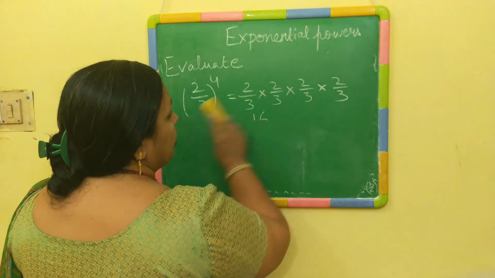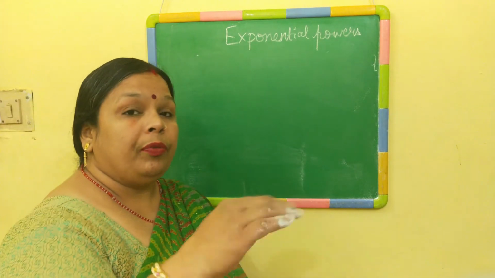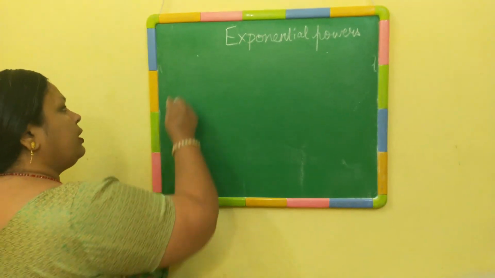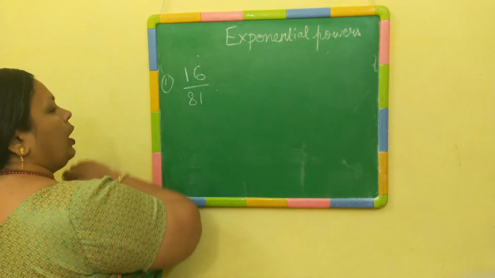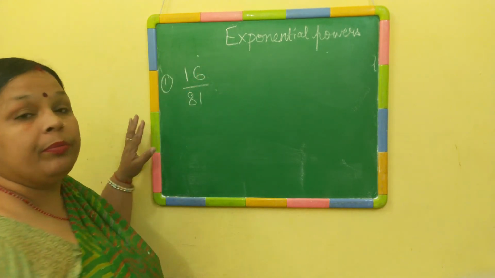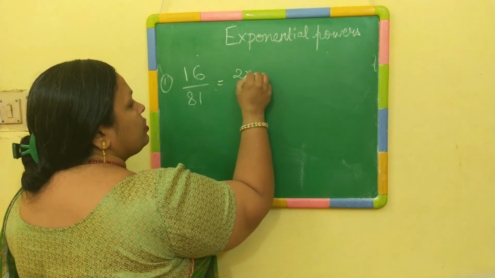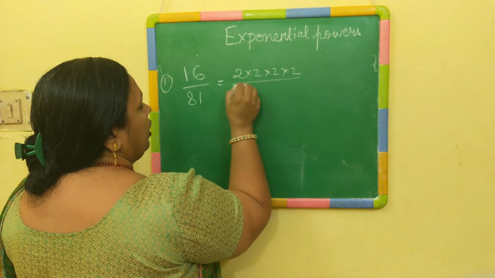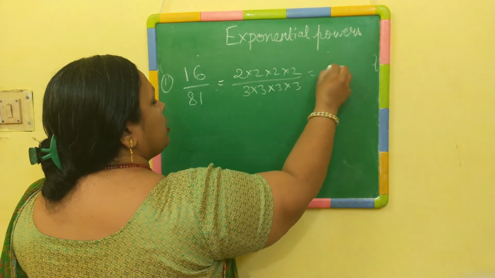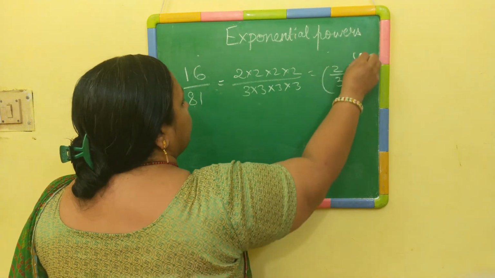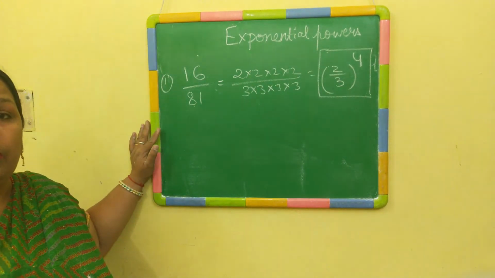Now we'll consider examples for how to find the exponential form. For writing exponential form, if we are given a question as 16 by 81, so we cannot apply any law. What will we be doing? We will be writing it in the simplest form, 2 into 2 into 2 into 2 by 3 into 3 into 3 into 3 is equal to 2 by 3 power 4. Clear? Now this form is called the exponential form.